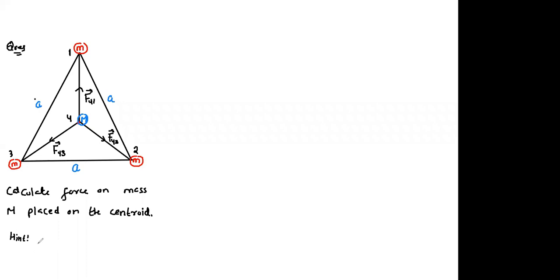Hint: all these separations are equal. This is R, because the separation of the centroid from each of the vertices is equal. The answer is 0. The net force over the capital M is 0. That's your homework question. You will try it. If you couldn't solve it, we'll do it tomorrow.